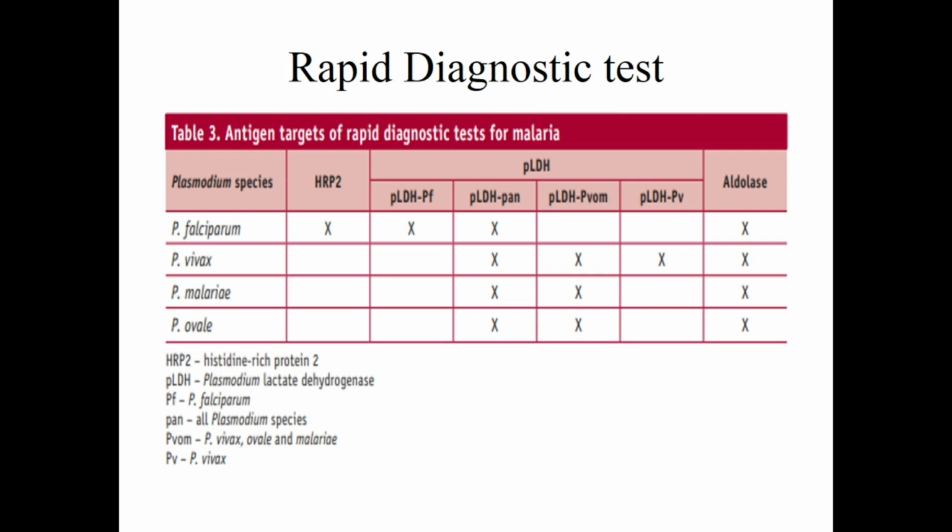So for a rapid diagnosis, you can at least give the patient some therapy before you send a peripheral blood smear. Here, what are the antigens which are targeted? The antigens are HRP2, that is histidine rich protein 2, the parasite lactate dehydrogenase, and the aldolase. These are the three enzymes which are particularly targeted in the rapid diagnostic test.